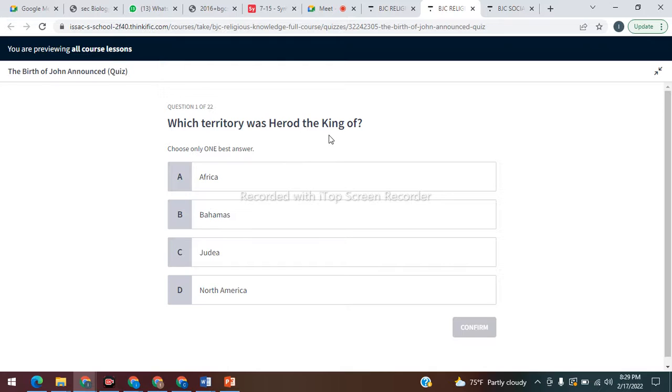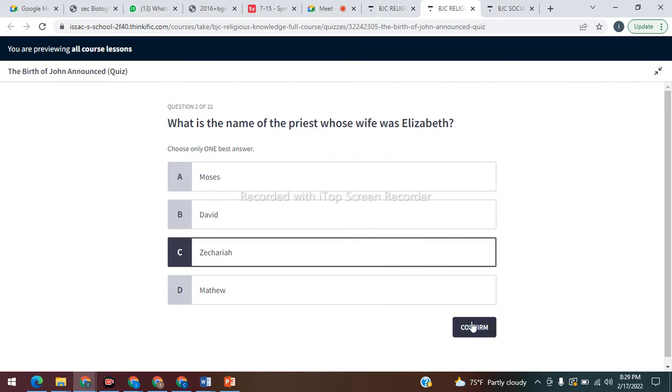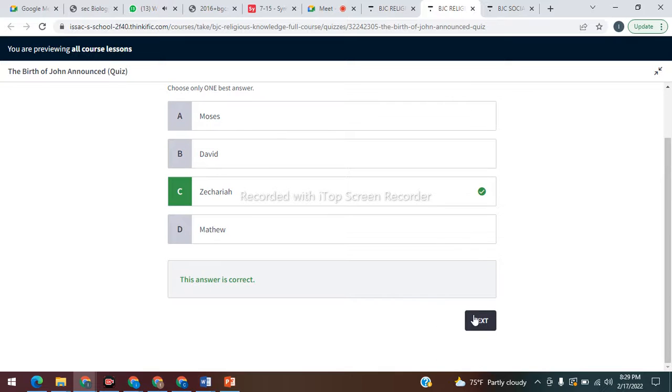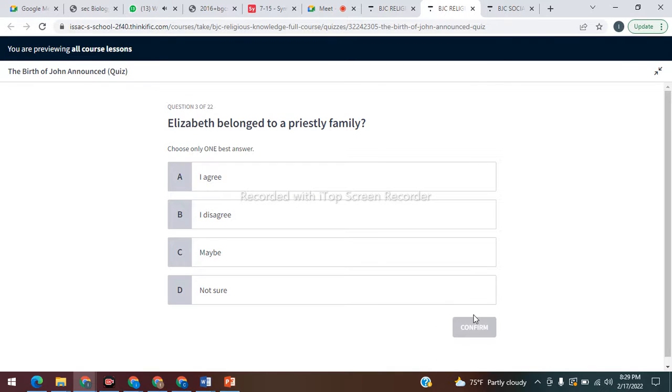Which territory was Herod the king of? C. What is the name of the priest whose wife was Elizabeth? Zachariah. Yes, correct. Okay, y'all on a roll.